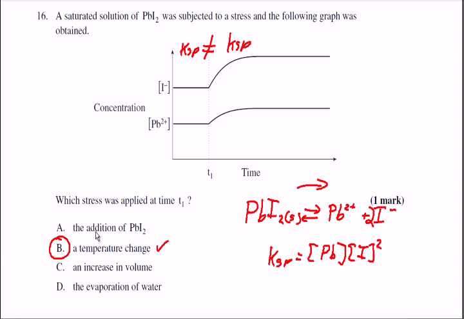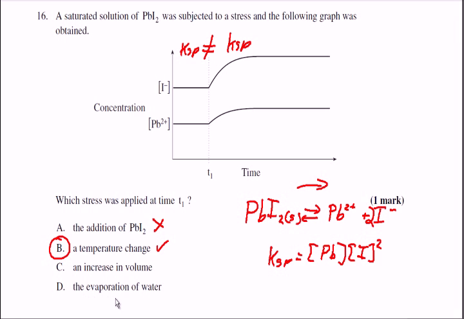Now a lot of people are going to be writing something like the addition of PbI2. A lot of people think, well, this PbI2 concentration increased and made it shift right. That's very, very wrong, because PbI2 is a solid. You cannot increase the concentration of PbI2. An increase in volume: if you added more water, these concentrations would decrease, and it would force more to dissolve.